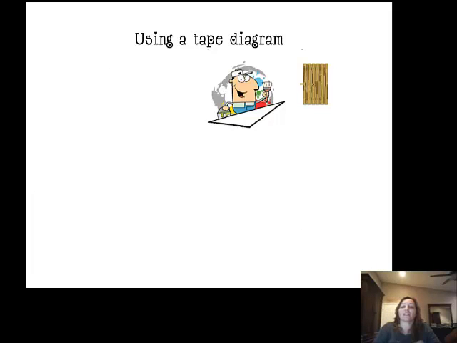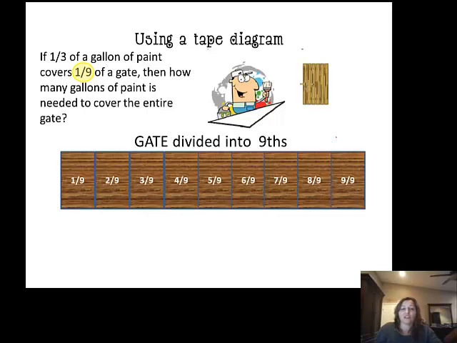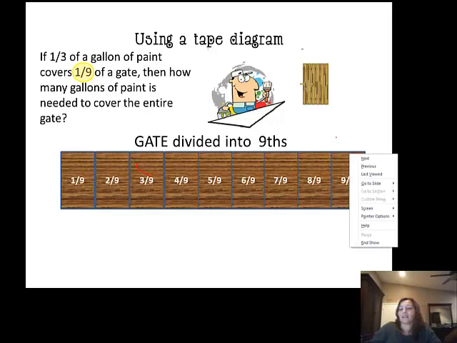Let's look at this using a tape diagram, to model it so you have a visual representation of the same problem. 1/3 of a gallon of paint covers 1/9 of a gate. Then how many gallons is going to cover the entire gate? Let's set that up. We're going to put the gate divided into ninths. I'm going to divide it in ninths because that's what our problem is telling us, that the paint is covering ninths of the gate. So I went ahead and divided my gate here into ninths.